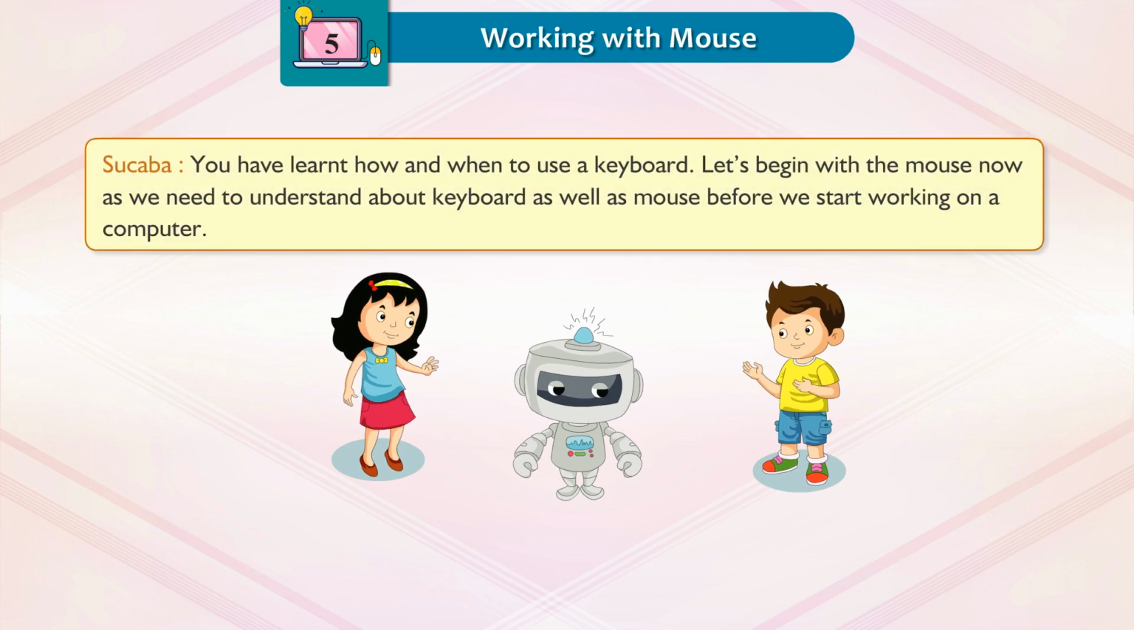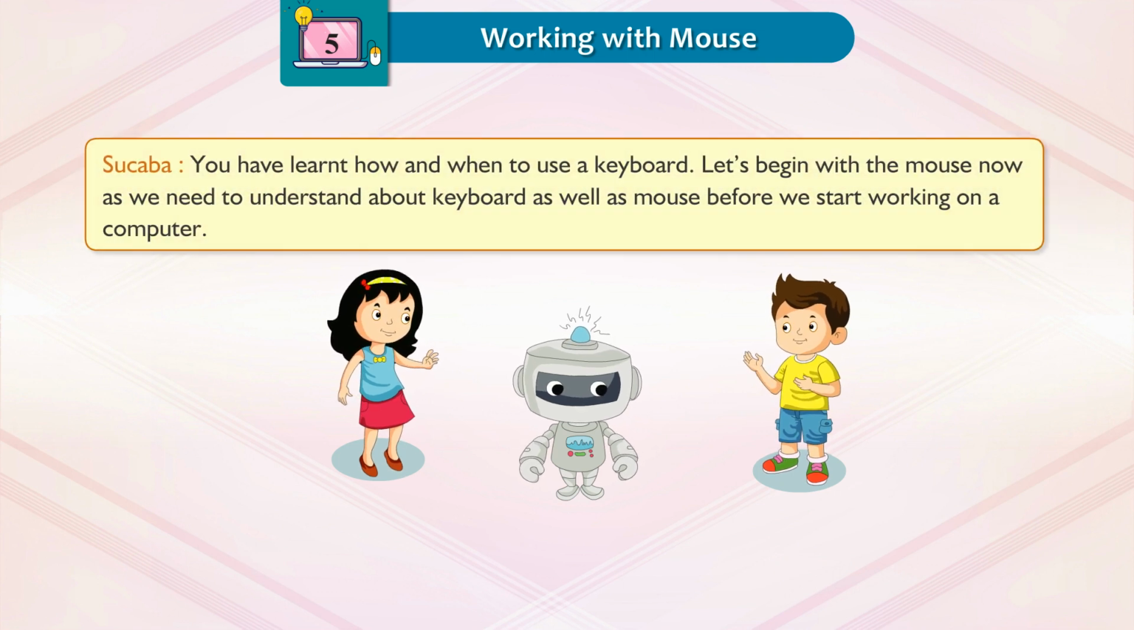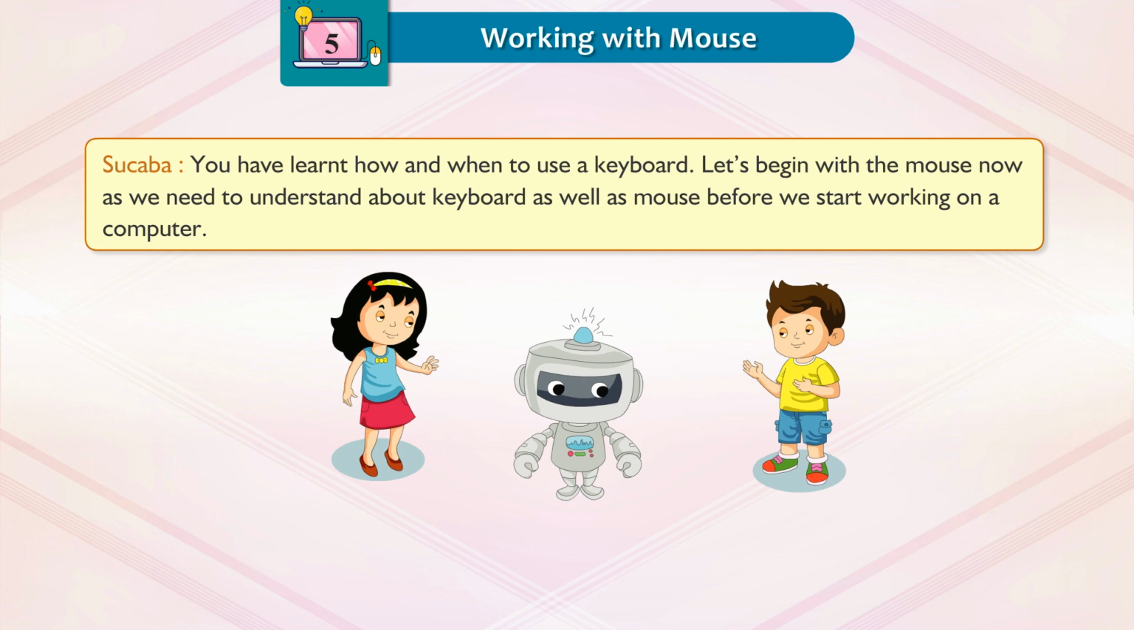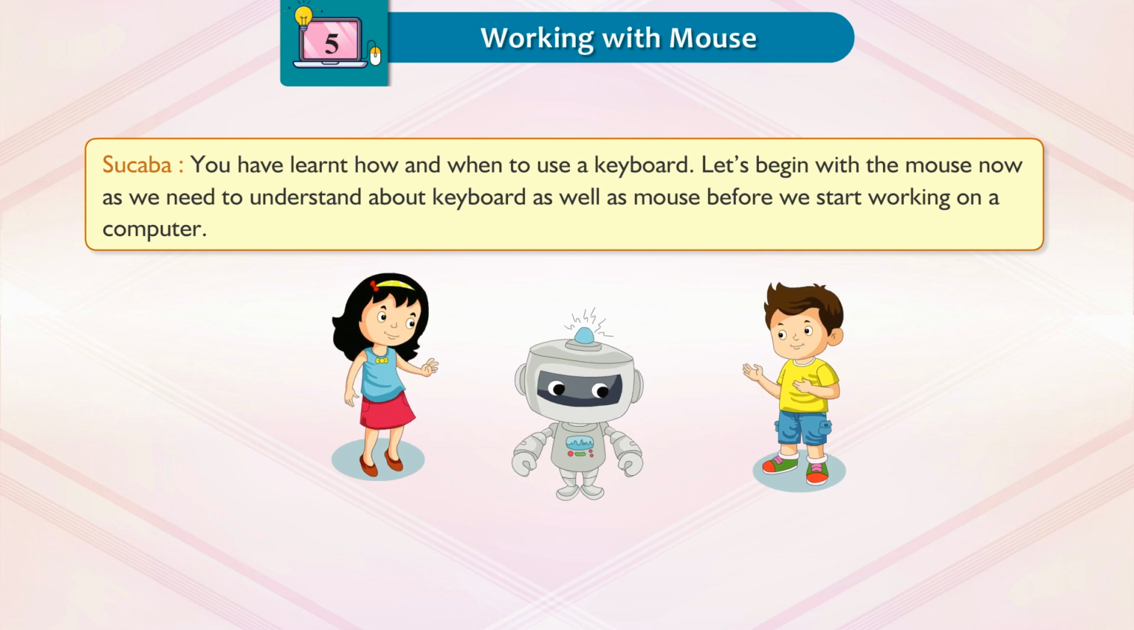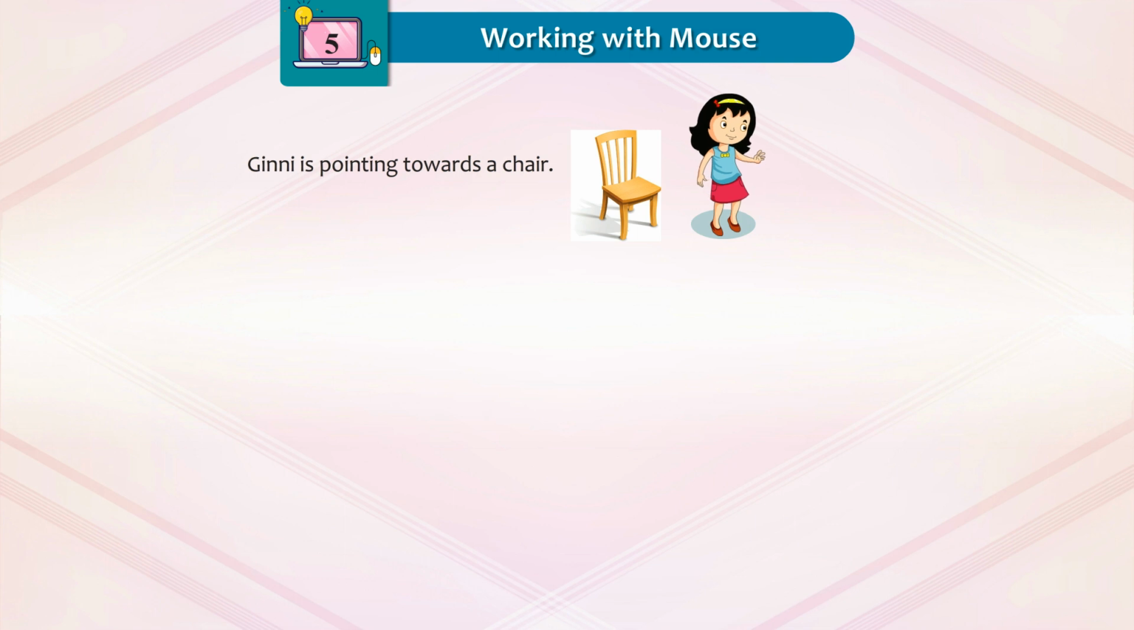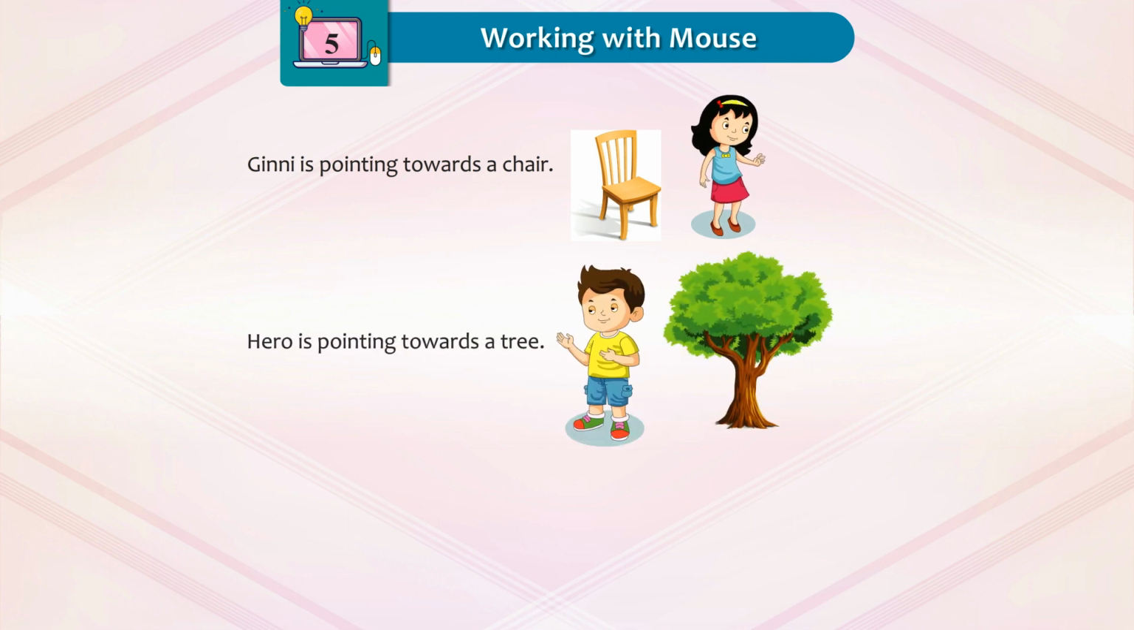Sukaba, you have learned how and when to use a keyboard. Let's begin with the mouse now, as we need to understand about keyboard as well as mouse before we start working on a computer. Guinea is pointing towards a chair. Hero is pointing towards a tree.